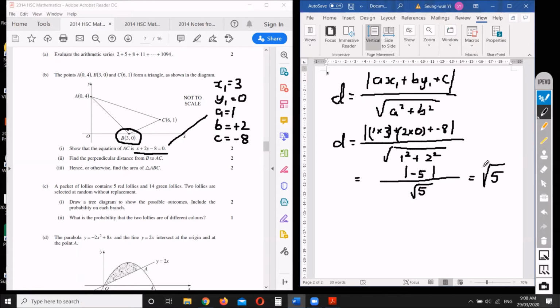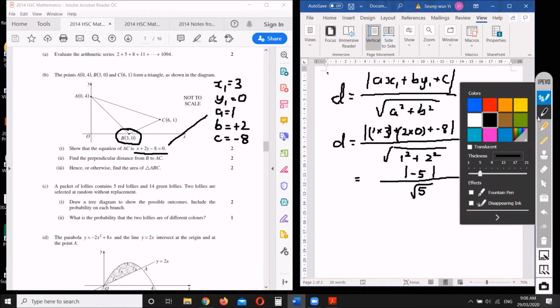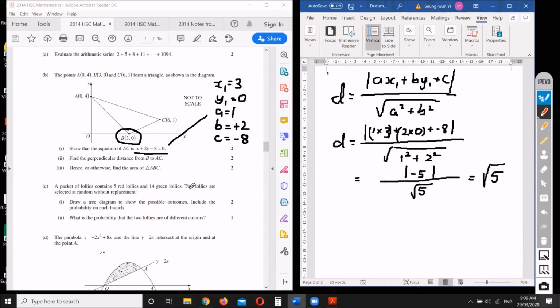And then the question says, hence or otherwise find the area of ABC. What do you think we might do, Artie? Because you were the one that asked this question. Cosine rule. Ooh, that's one way of doing it. That's the only way I know. Well, let's have a think about this. What have we just found? What does this root 5 represent? Height. Like the perpendicular height, the distance from the base to AC. Okay, so that distance there is root 5.